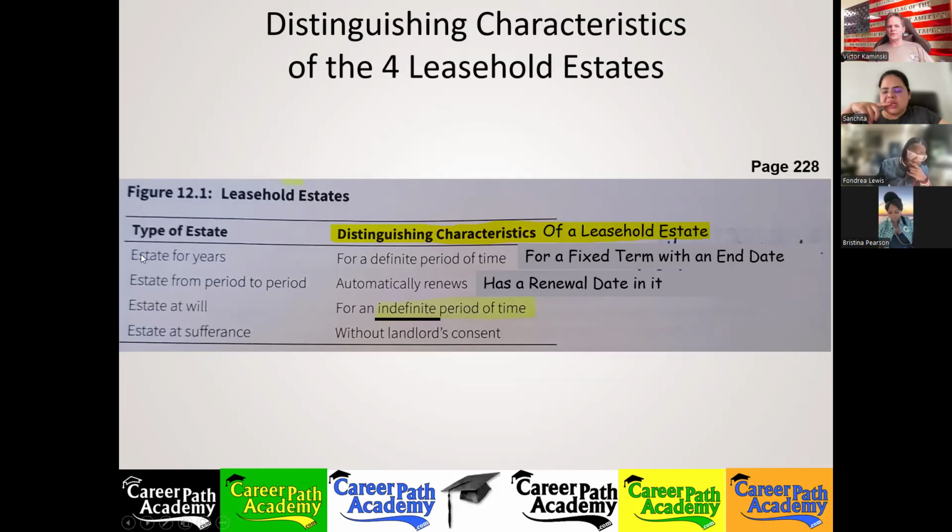I'm sorry, you're talking about the estate for years still? Yeah, so fixed term, I got it that it has an end date, a starting and end date, like for a year, months, or whatever. Yeah, and then period to period is also the same. It can be for 1 year, 6 months, 3 months, 2 months, but it will keep renewing itself. Correct. It'll automatically renew if the tenant does not serve their notice to quit, that they don't want to renew it.